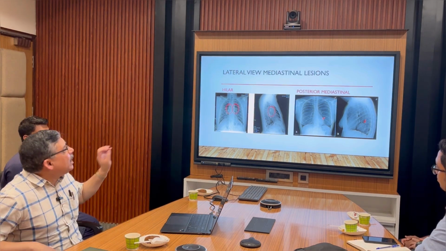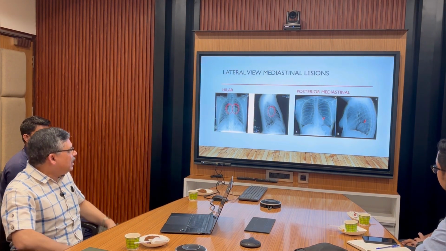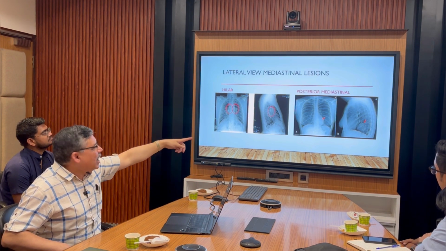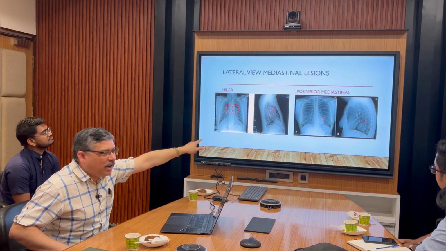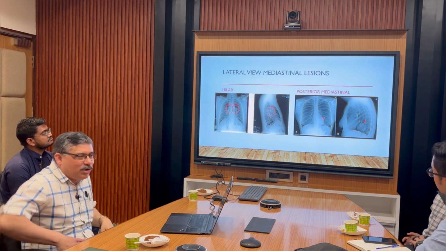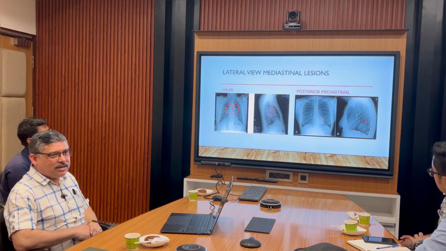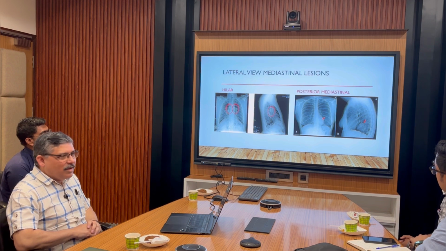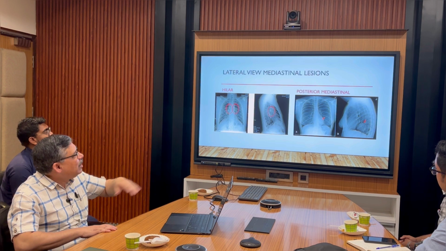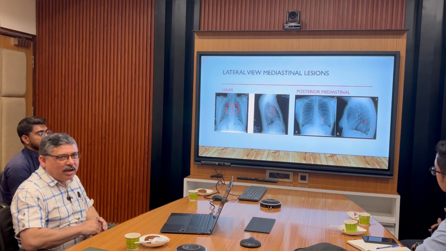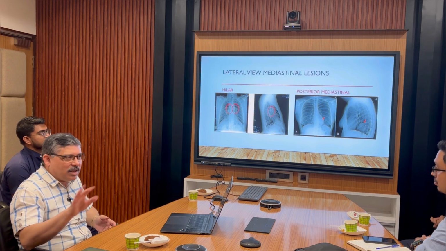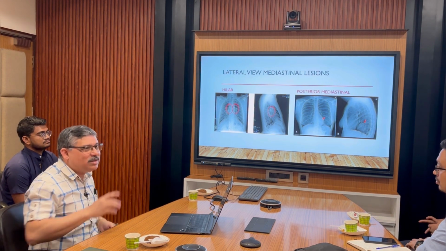In the hilum on that side, you will tend to miss it because it is behind the cardiac shadow in the PA view. There is an opacity there, which you can very well make out on a lateral view. So that is a posterior mediastinal mass. In a PA view you will almost miss it. In a lateral view, it is absolutely evident. So that is the importance of a lateral view. CT is something else, but on a lateral view also you can make it out. It's a posterior mediastinal mass.